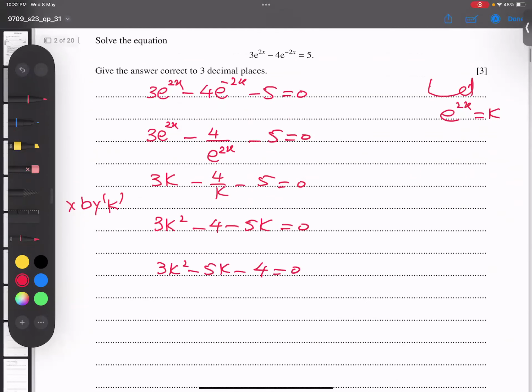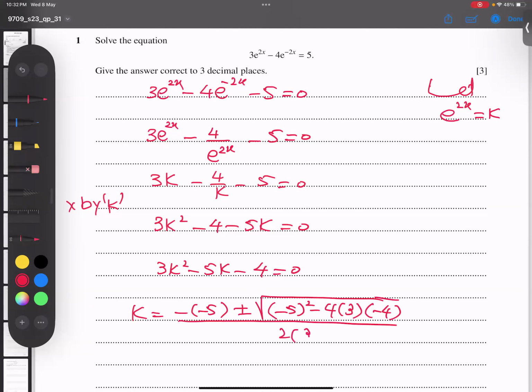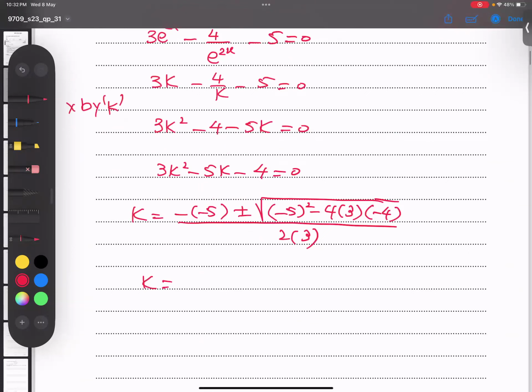Okay, and now you can see this one, I can apply the quadratic formula: negative b plus and minus square root of b squared minus 4ac, where a is 3, c is minus 4, all over 2a. And then I plug in these numbers. After showing this, if you write the answer directly, students, you will not lose marks. But this step you are bound to show. Okay, I think up till here is clear.